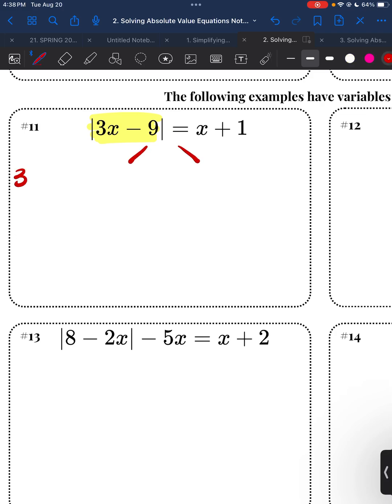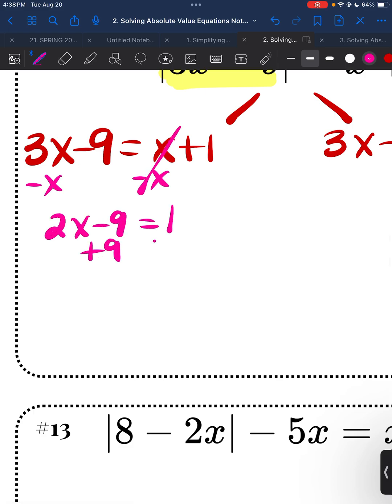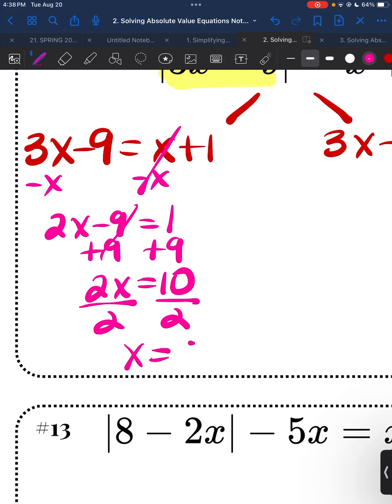The left is still the same. And then on the other side, we have 2 things. The x plus 1, we change both of them. So the x becomes negative x, the 1 becomes negative 1. And then you just solve this. So the left, I'm going to do minus x plus 9, and then divide by 2. So I get x is equal to 5.